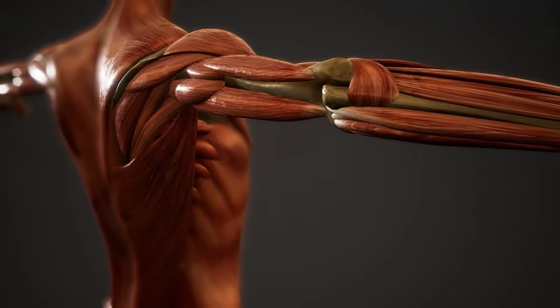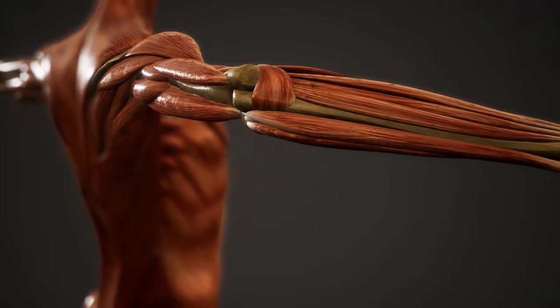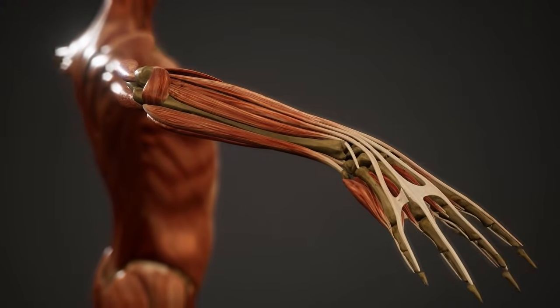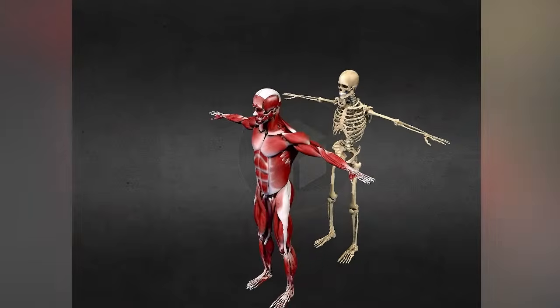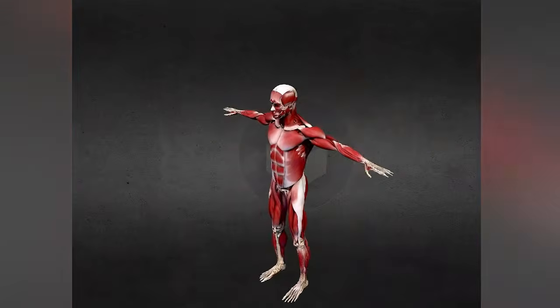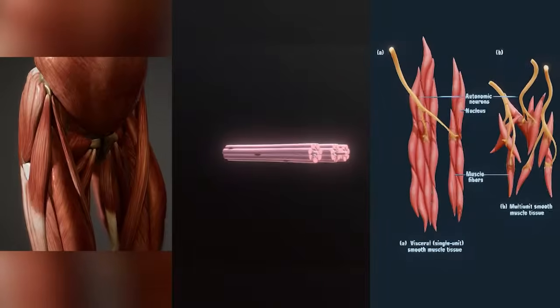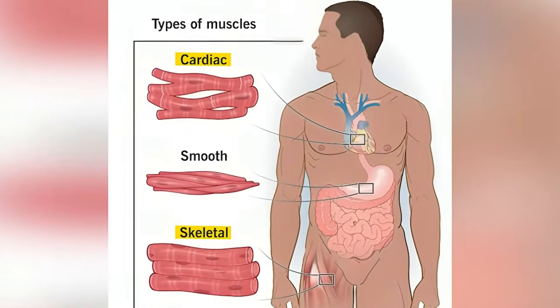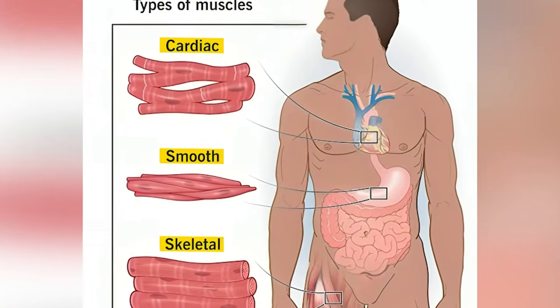Muscles are soft tissues in your body that help you move, stand tall, breathe, talk, and even pump blood. They work like tiny motors, pulling bones or squeezing things inside your body when needed. Types of muscles. There are three main types of muscles: skeletal muscles, cardiac muscles, and smooth muscles.